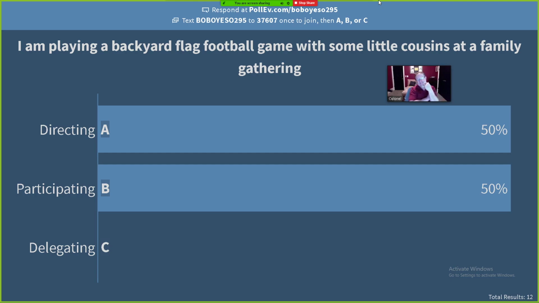I guess you could use both, but considering that they're little cousins, and let's say for example you're acting as the coach, and you're drawing up different plays, then I would say directing. But then of course they're little cousins, so you gotta listen to them. You can ask them, oh, what position do you want to play, right? So I think both answers are correct here. Maybe directing a little bit more, because you're the authority figure, facilitating this entire thing.